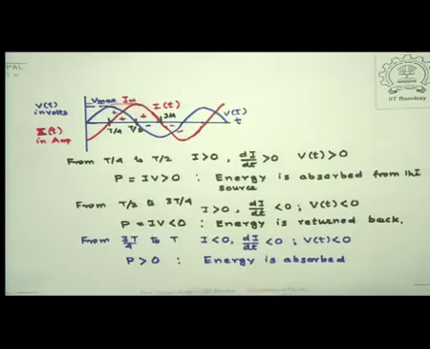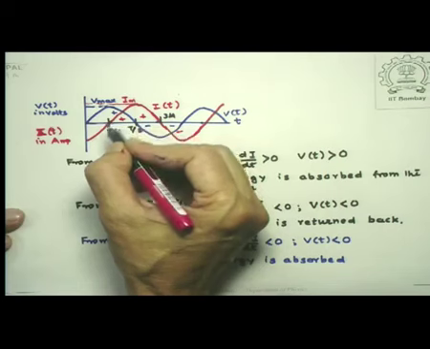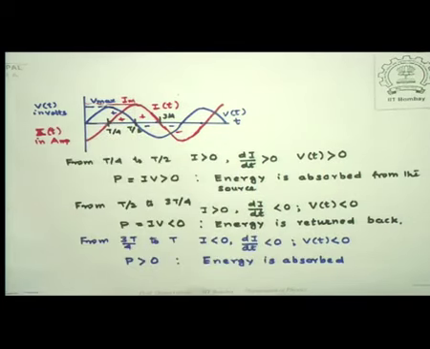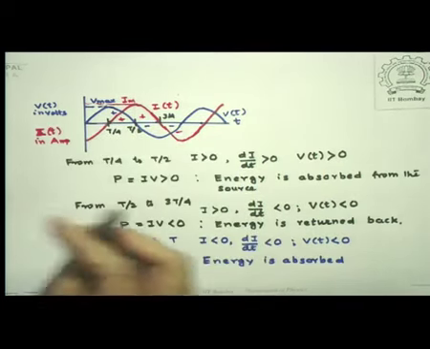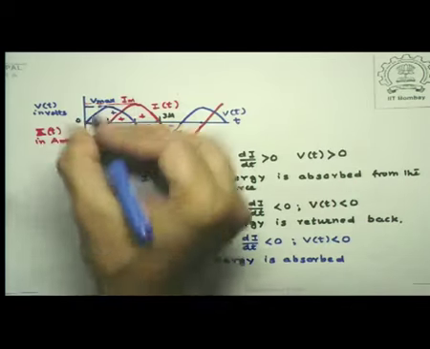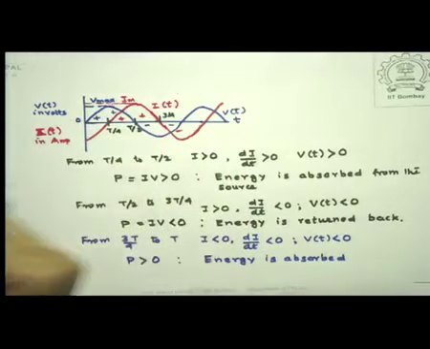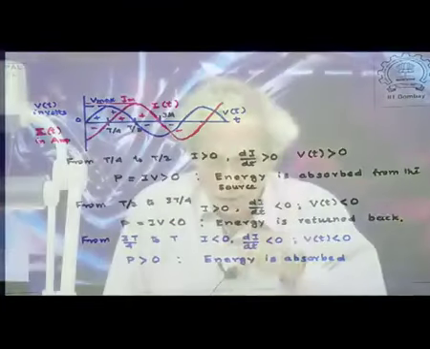Now if I went from T to 5T by 4, the situation would be simply a replica of what happens from 0 to T by 4, and there you can see that the current is negative, the voltage is positive. Once again it means that whatever energy was absorbed in the previous quarter cycle is returned back. So this is positive and this is negative.